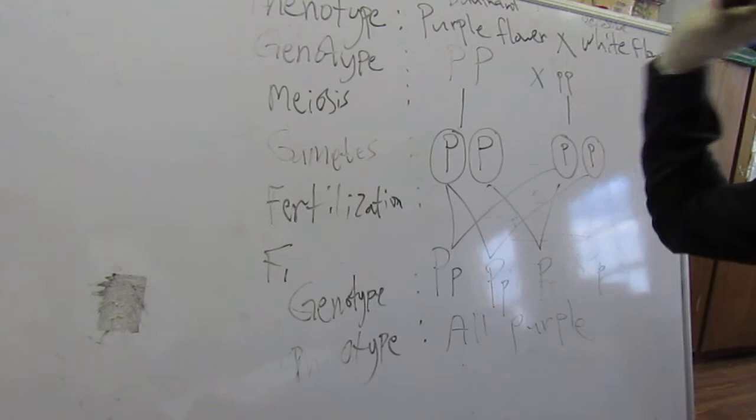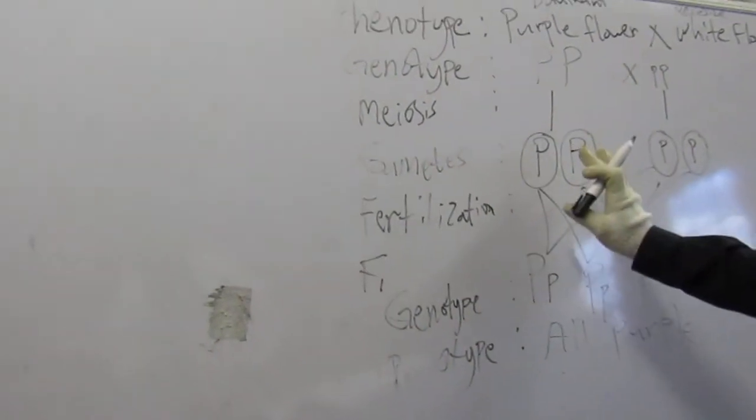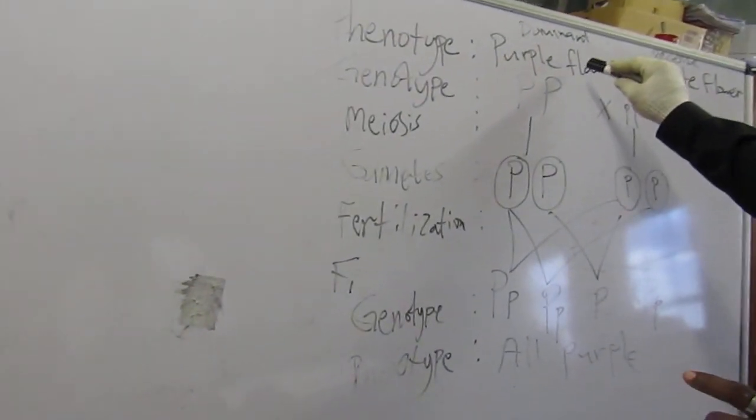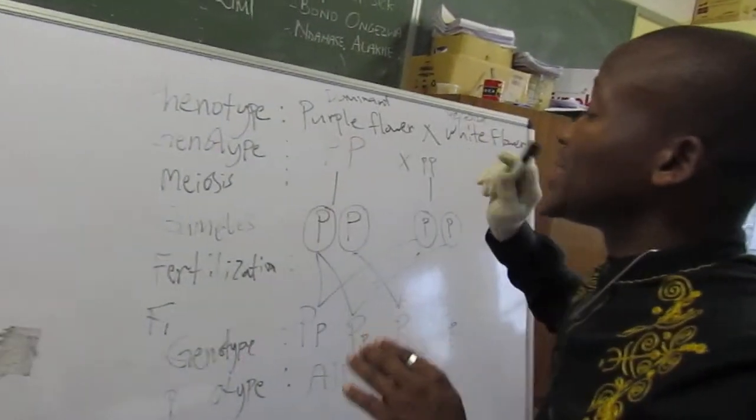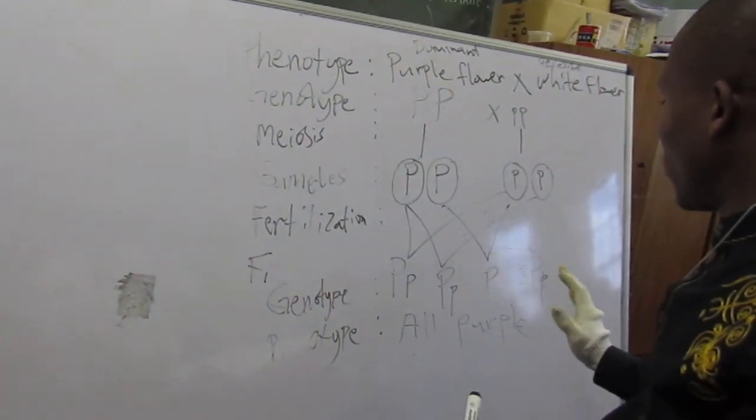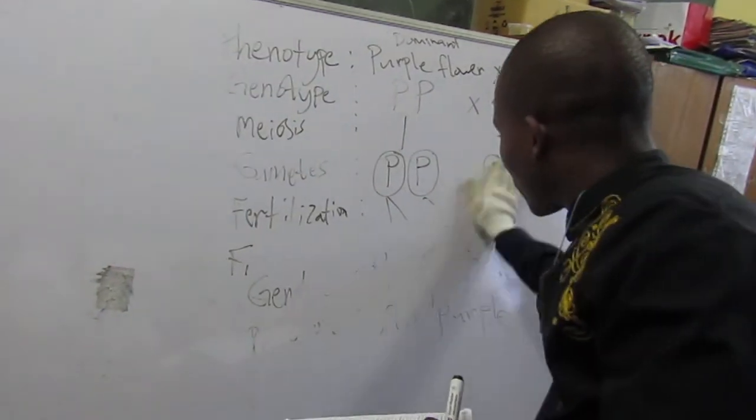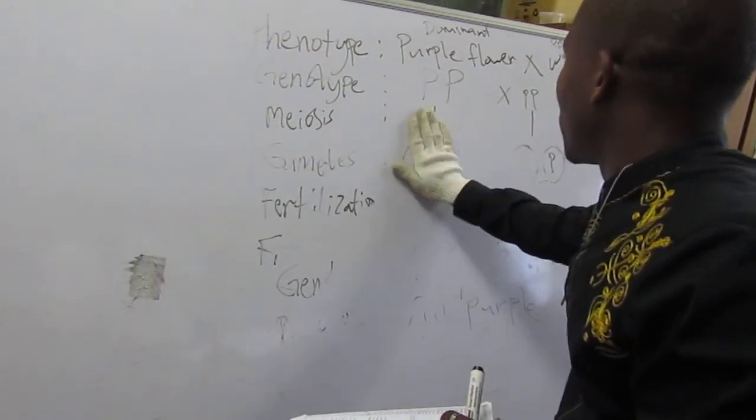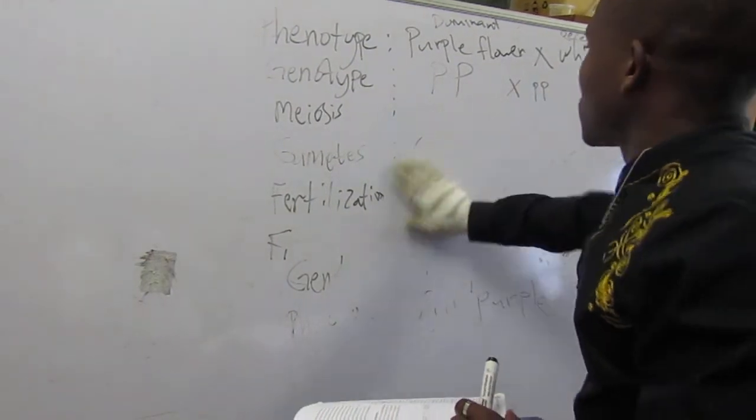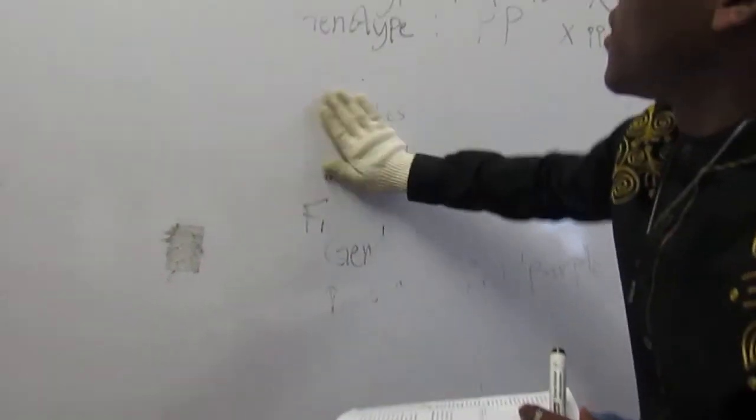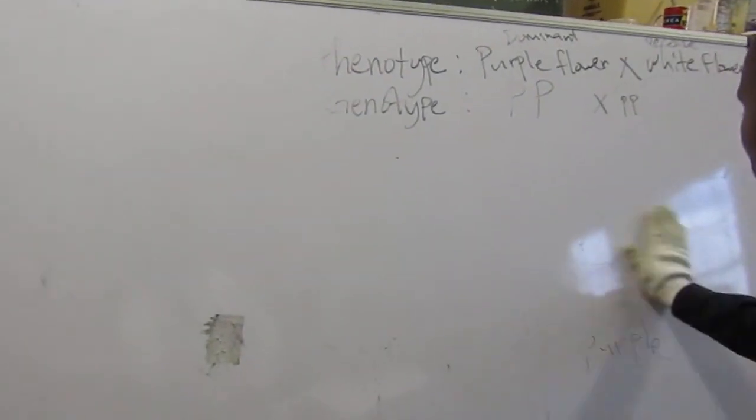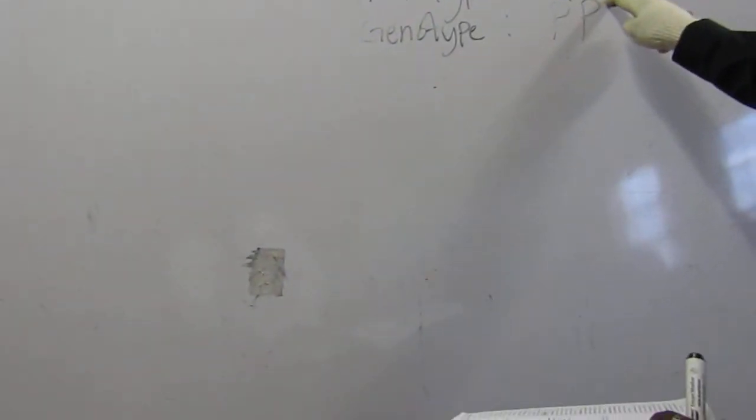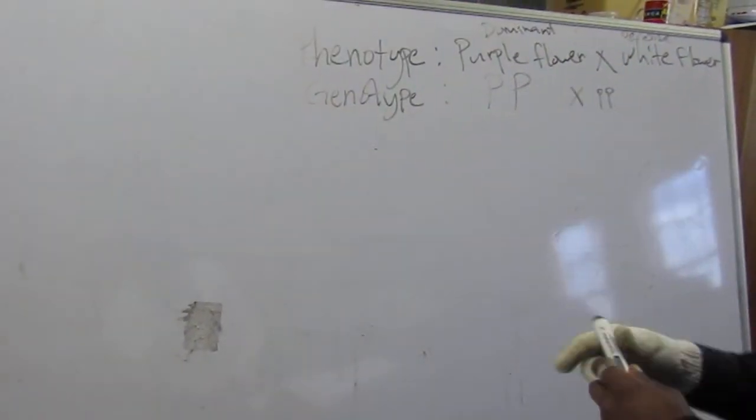This is how you do a genetic diagram. Now, let's say the question was saying use a punnett square to show this cross between a purple flower and a white flower. This is how you do a punnett square. We have our parents, purple parent and white parent. And this white parent is recessive and this one is dominant.